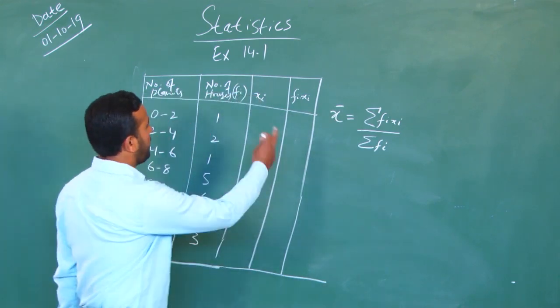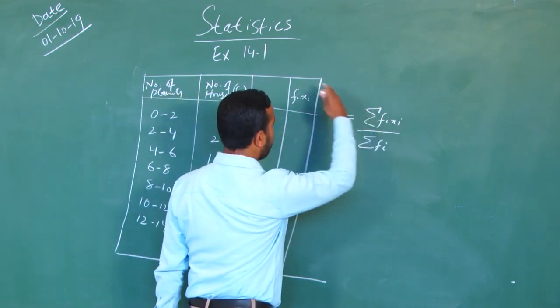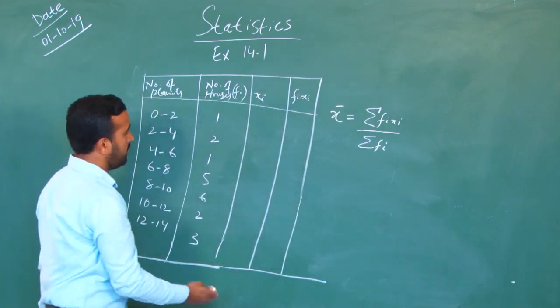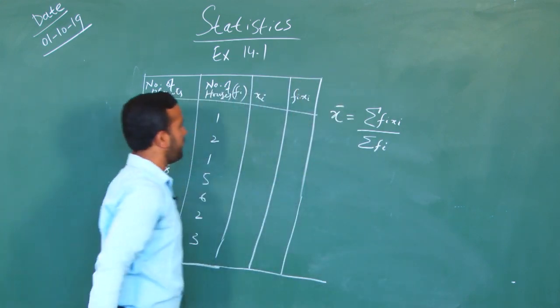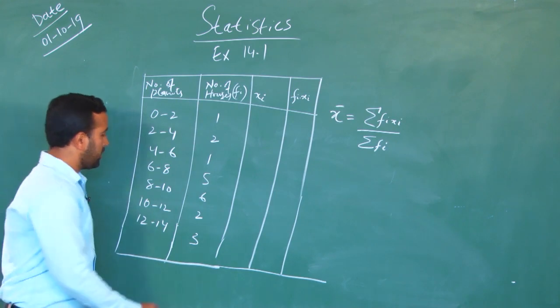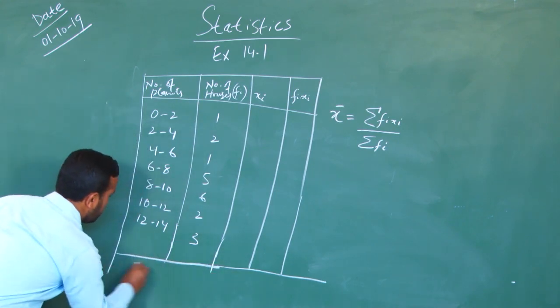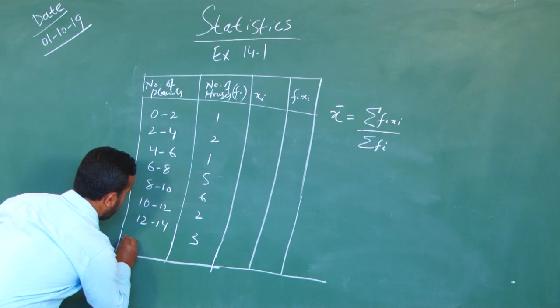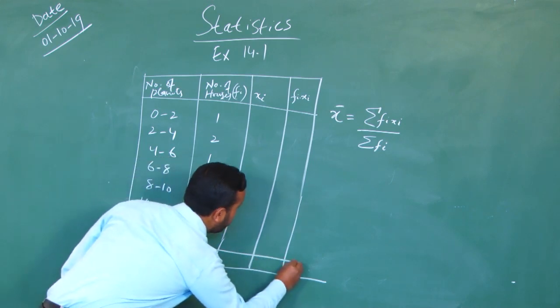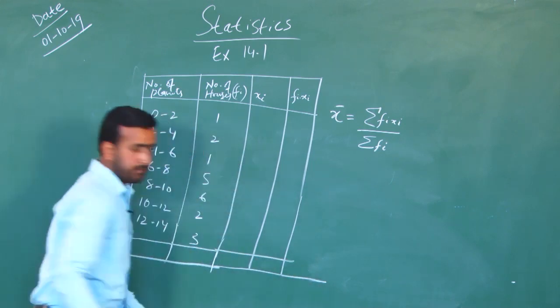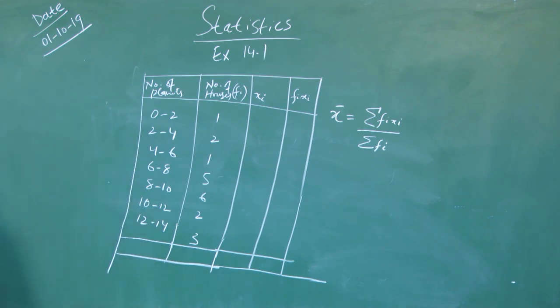Let us find the values, the product of fi xi, then take the addition from the table, and again take the addition of all the frequencies from the table, and let us do the calculation for that, so that it will be easy for us to calculate the values.